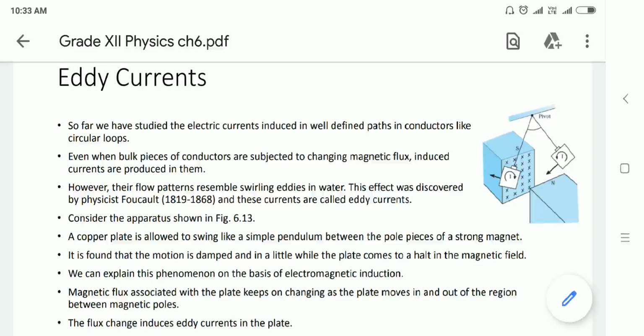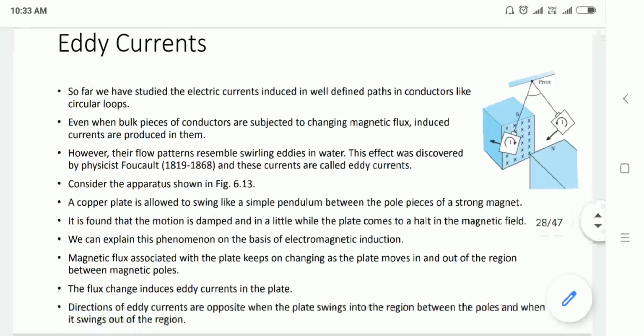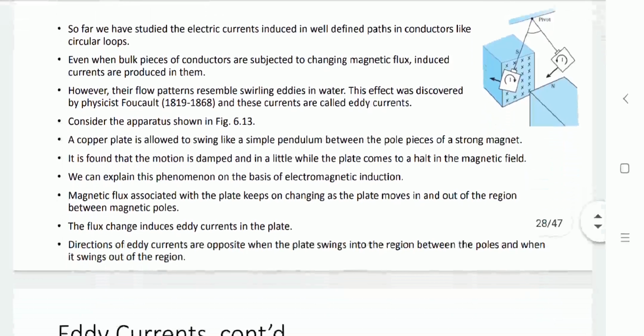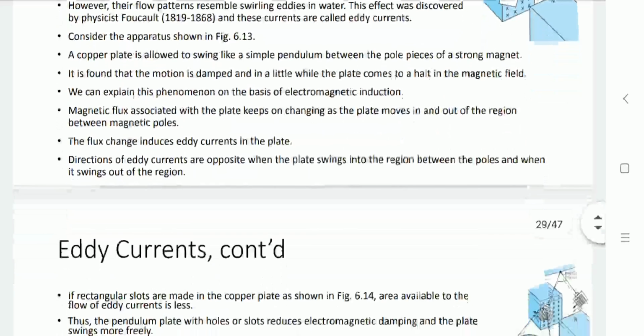So the change in the flux induces eddy currents in the plate. The direction of eddy currents, as shown in the figure, is opposite. So the plate swings into the region between the poles and swings out of the region. While it is coming inward, there is current in one direction, and while the plate is moving out, the current is in the opposite direction, anticlockwise and clockwise, same like a conductor.